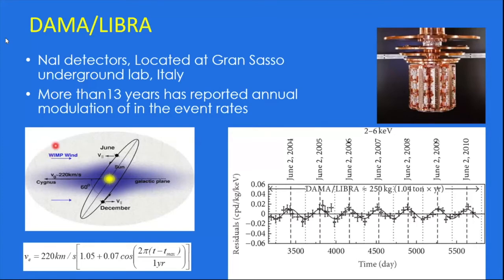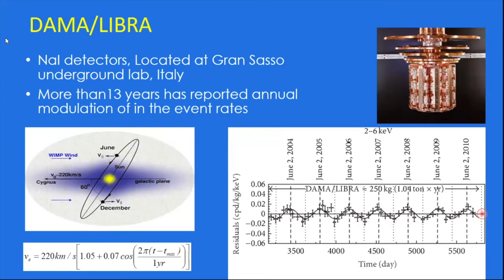Suppose we have a WIMP with velocity in this direction, and our sun is moving in the opposite direction in the galactic frame, and the Earth revolves around the sun in this direction. To get the event rates in our detector, we have to change the WIMP velocity from the galactic frame to Earth's frame. So we subtract the Earth velocity in the galactic frame from the WIMP velocity.